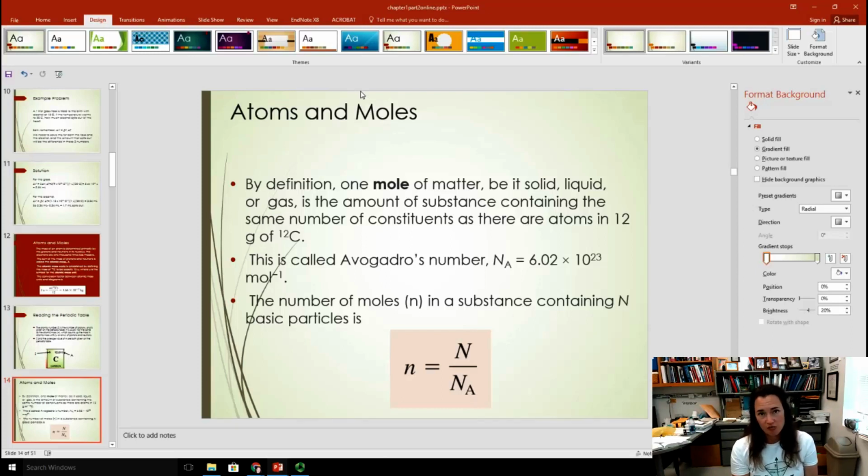So you can have a mole of moles, although that would be really terrible, as you might know if you figure out what would happen. You can go online, search what happens if you had a mole of moles, and you can see the disastrous consequences of that. But anyway, you can calculate the number of moles in a substance just by dividing the number of basic particles that you have by Avogadro's number, and that'll give you the number of moles.